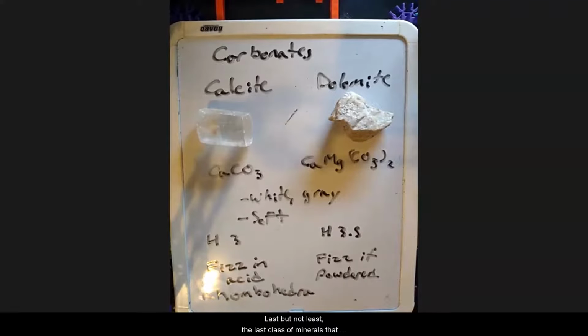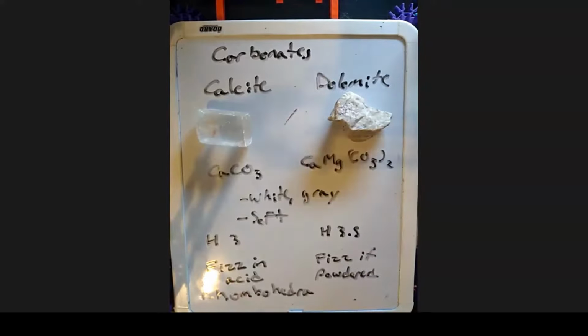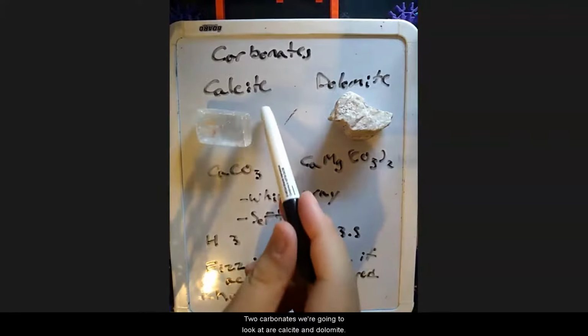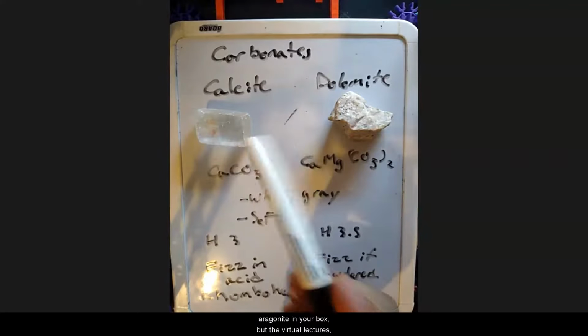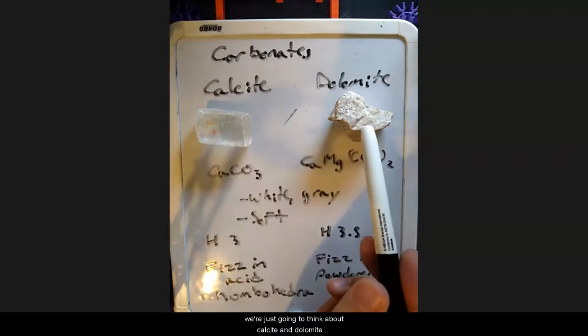Last but not least, the last class of minerals that we're going to look at are the carbonates. The 2 carbonates we're going to look at are calcite and dolomite. Those of you doing it live might also have some aragonite in your box, but for the virtual lectures, we're just going to think about calcite and dolomite here.